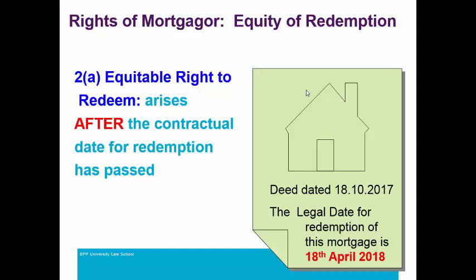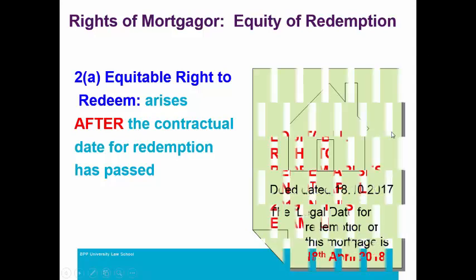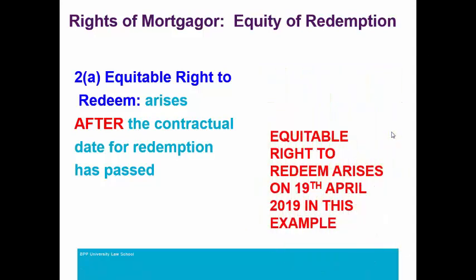So here on my example slide, we've got a mortgage deed that was entered into on the 18th of October 2017. In that mortgage deed, it's clearly stated that the legal date for redemption of the mortgage is the 18th of April. And remember, that right to redeem on that date lasts for 24 hours. The equitable right to redeem will arise as soon as the legal right to redeem has lapsed. So it will arise on the 19th of April and it will last till the end of the term.